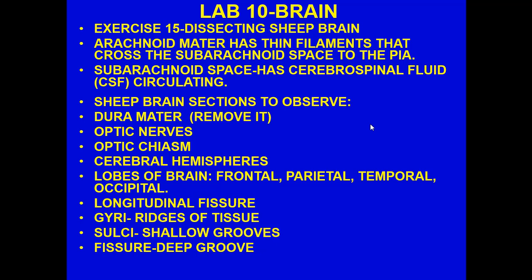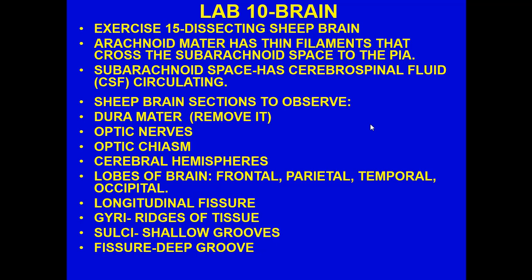Arachnoid matter has thin filaments that I was talking about earlier that cross the subarachnoid space, the space between the arachnoid matter, and then it comes down and attaches to the pia. The subarachnoid space has cerebral spinal fluid circulating in it. I mentioned that. Sheep brain sections that you want to be able to observe, and when you see the videos of the dissection, review it. A lot of times the dura mater is there, sometimes it's not. But no matter what, if you were to have one in hand, you have to eventually move this kind of thickened layer off so you can basically view the brain.